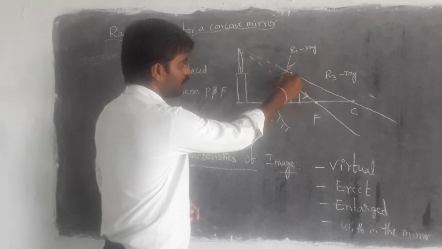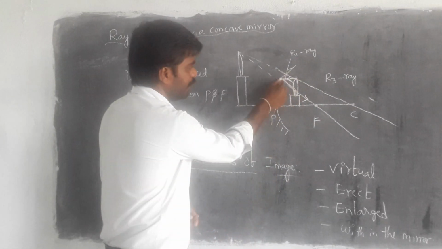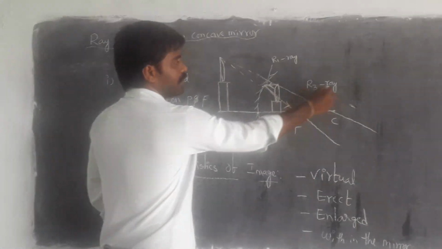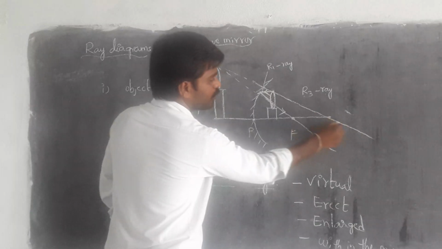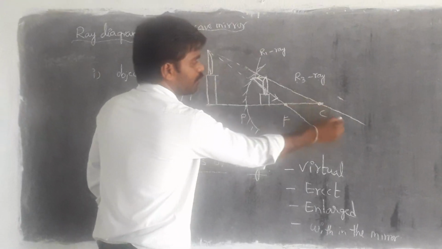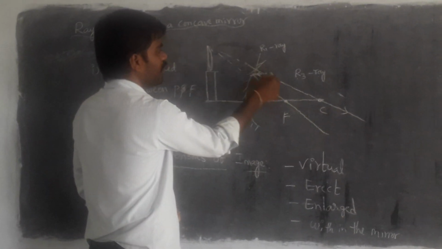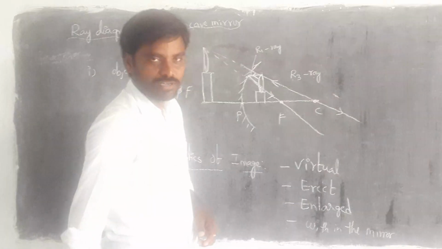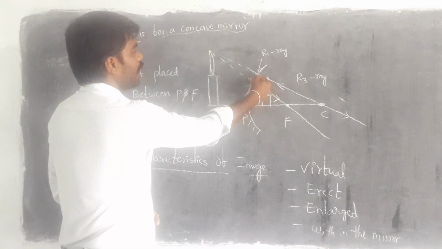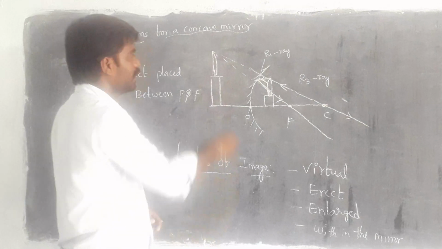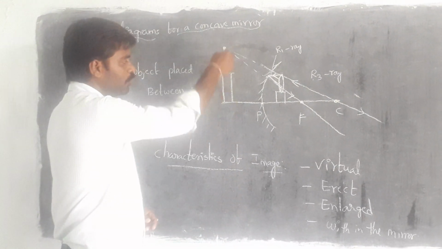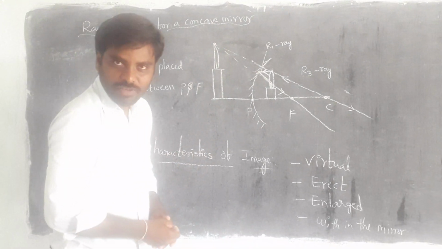First we have to draw the R1 ray. It is always passing through the focus after reflection. Next I took the R3 ray. It is passing through the center of curvature. Moreover, there is no deviation to the R3 ray. When these two lines are extended backward, they appear to be coming from a point. So that point shows the existence of the image.